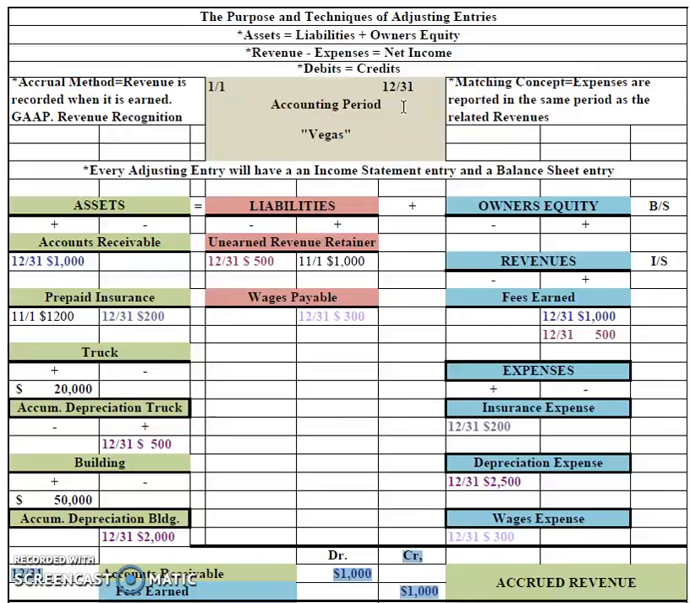Okay? We'll be adjusting for revenues and expenses to make sure that we have all the revenues that occurred in this period. We'll be accruing them, and any expenses that belong in this period we'll be accruing as well. Every adjusting entry will have an income statement entry and a balance sheet entry, and cash will never be one of those entries. So very simply, when we're adjusting for revenues, I have a few that are labeled down the bottom. I'll shrink it down for you.